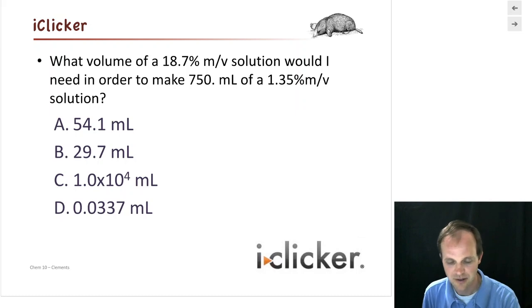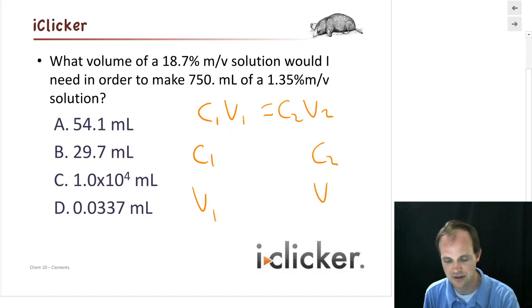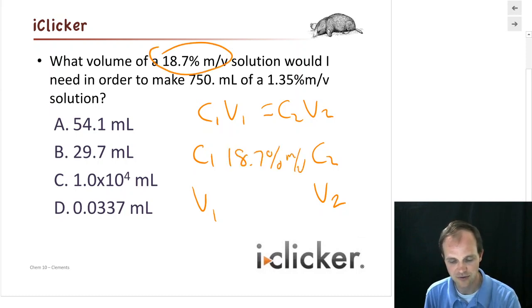All right. We know we're making one solution from another solution, so it's a good idea to write down our C1V1 equals C2V2 and write out our little table. What are we starting with? What's our concentration that we begin with? We're beginning with this 18.7% m over v.